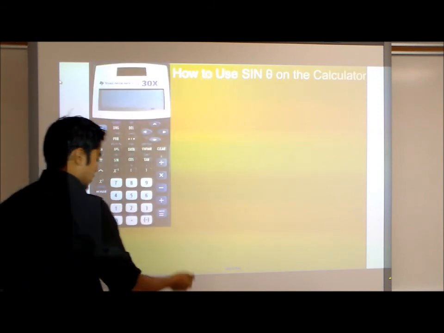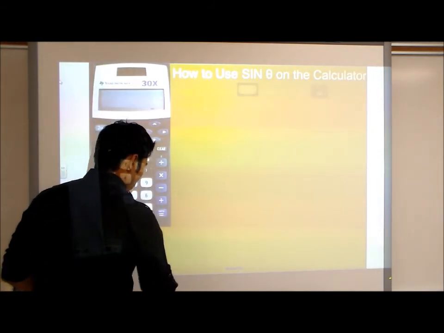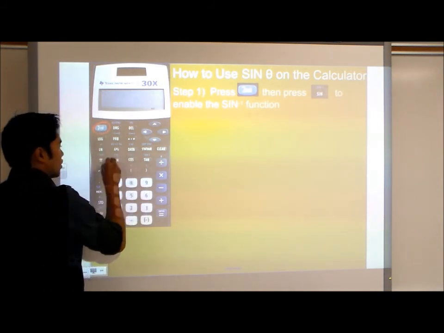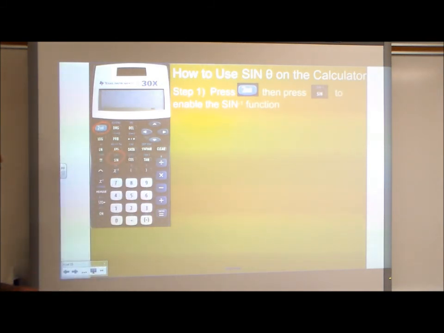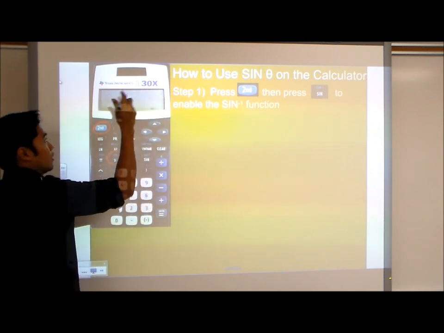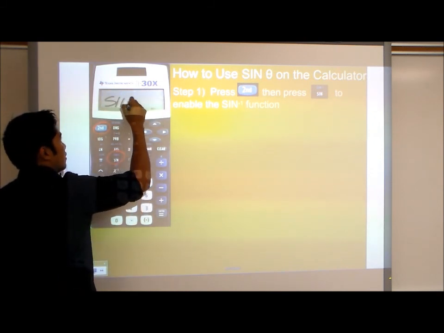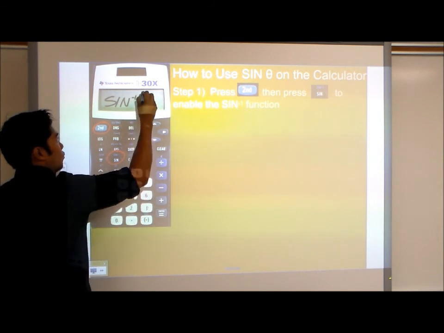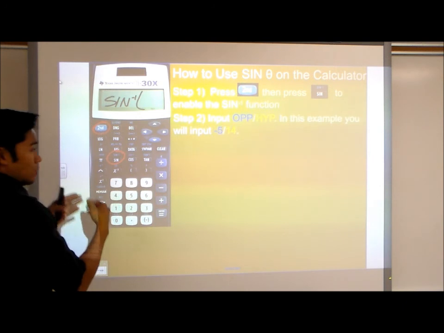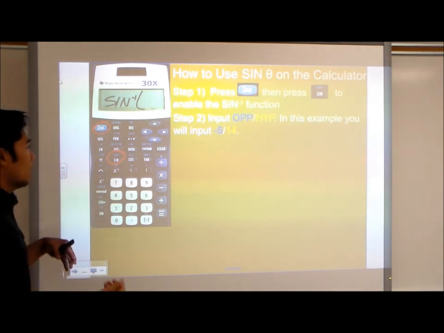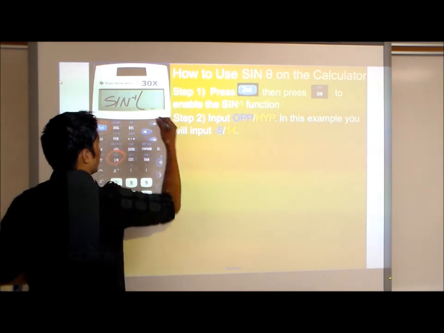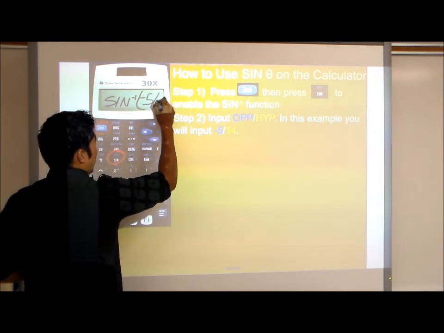Okay, so moving on, this is exactly how you do it. Going through the first step, we once again push the second function, and then we're going to push sine to get the sine -1 function. On your calculator, you should see sine -1 with an open parentheses. Then right after that, you just simply input your opposite divided by your hypotenuse. So over there, you're just going to put -5 divided by 14.